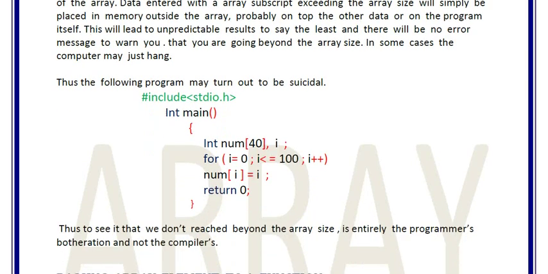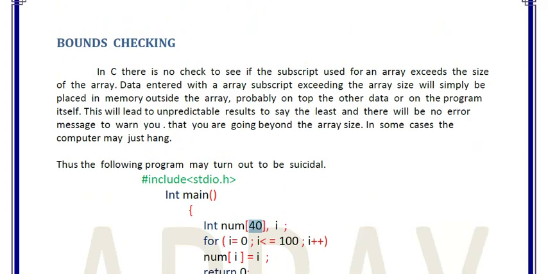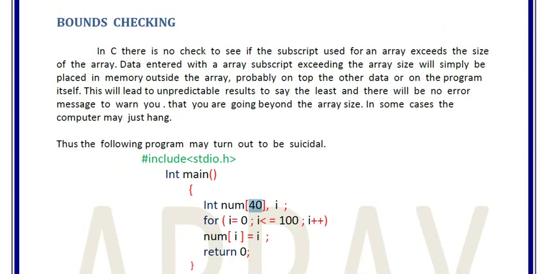This code is for checking the bounding size. Here we have num, which is the array name, and its size is 40. But we have a for loop which runs till 100, which exceeds the size 40, because it has 100 elements but the size is 40 here. This is the bound checking.